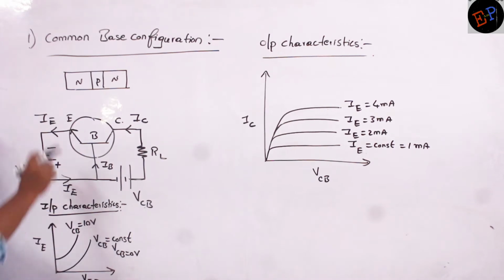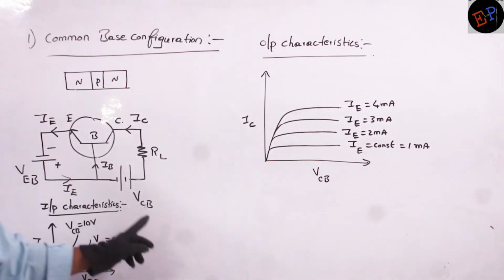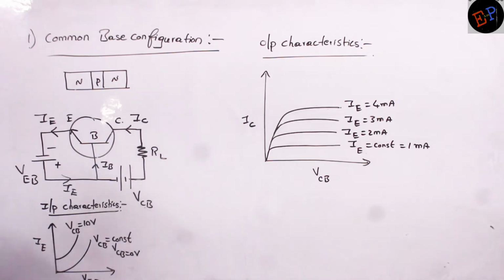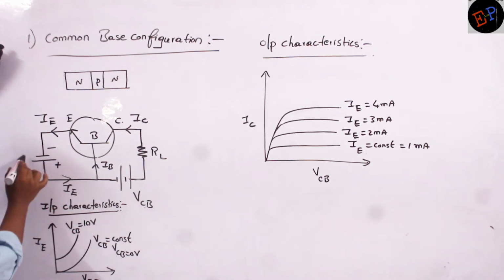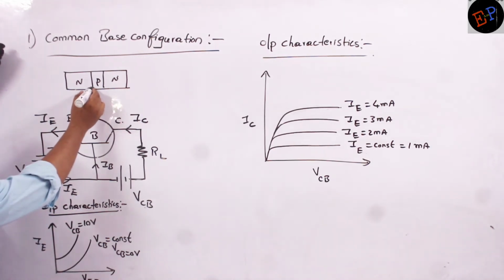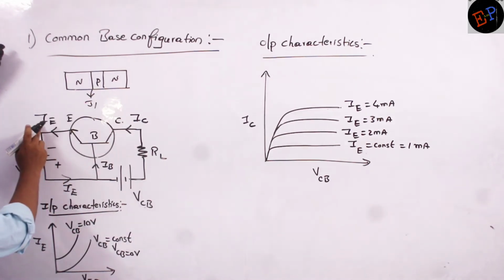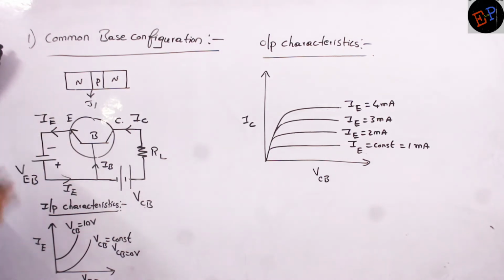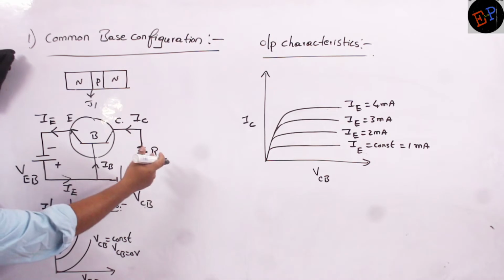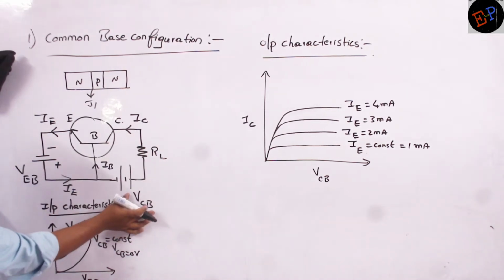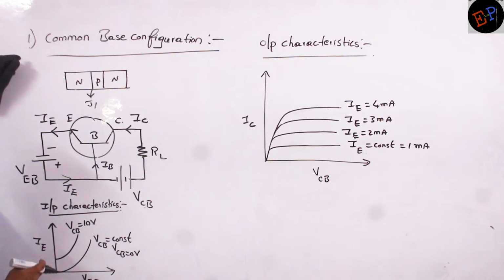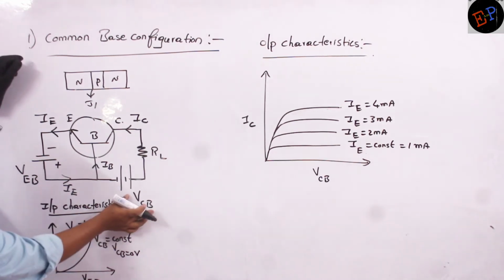Now, in this common base configuration, questions can be asked on input and output characteristics. What is meant by input characteristics? We draw the graph between emitter current and first junction potential. If I raise VEB, the potential applied to the first junction J1, then I will find out how IE, the emitter current, varies. That I will draw as a graph. In the output characteristics, the second junction voltage is taken to be constant. In drawing this graph, VCB is taken constant.